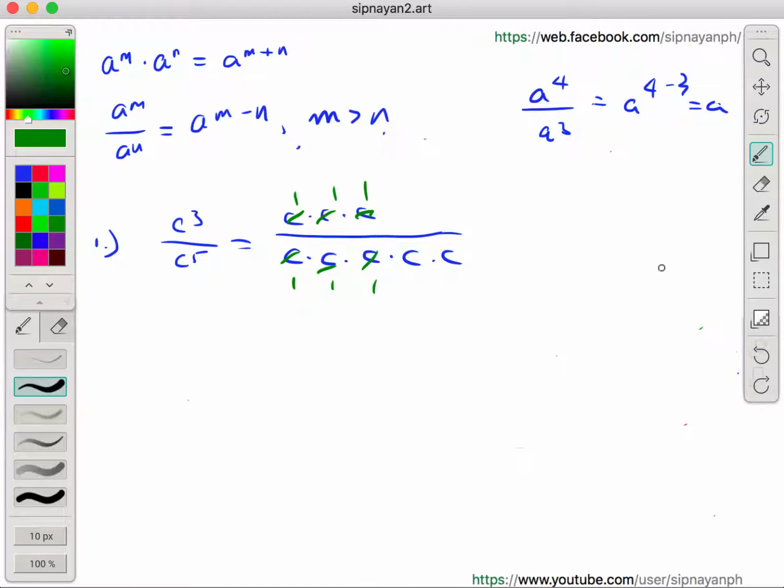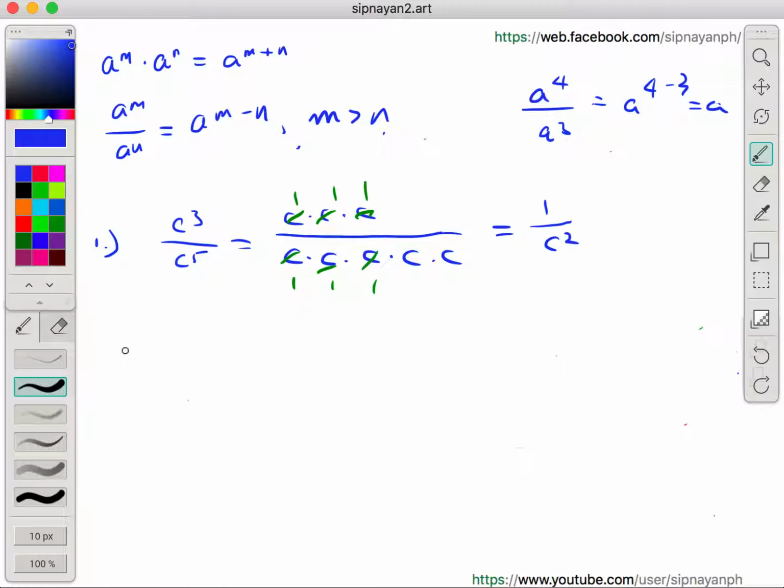Okay, so, wala na tayong pwede i-cancel. We can find the product of the numerator, 1 times 1 times 1. This is equal to 1. And the product of the denominator, 1 times 1 times 1 times c times c is c squared.